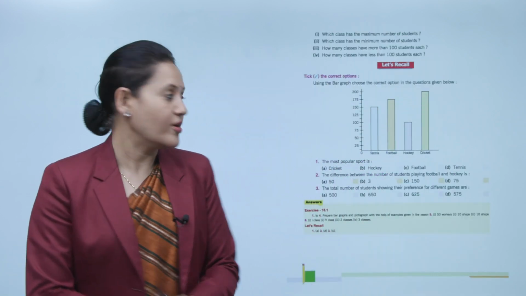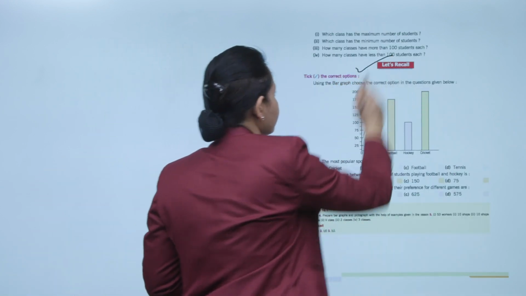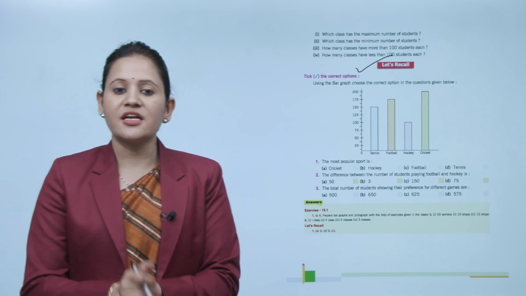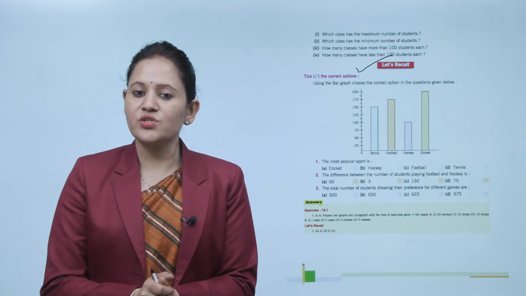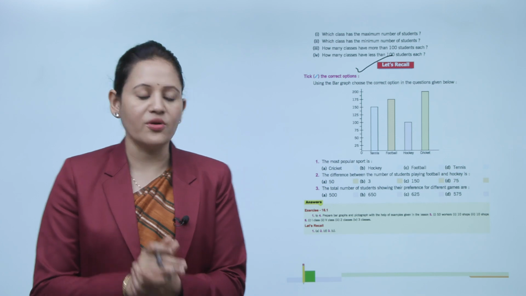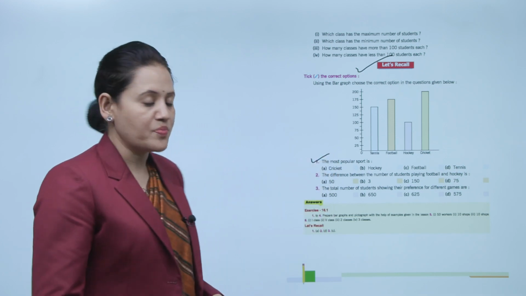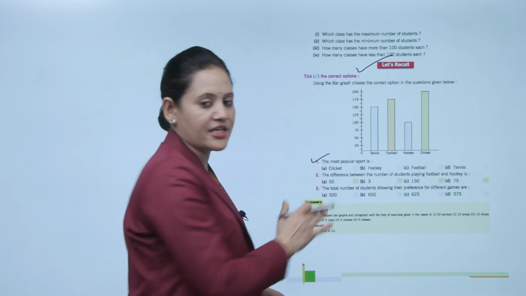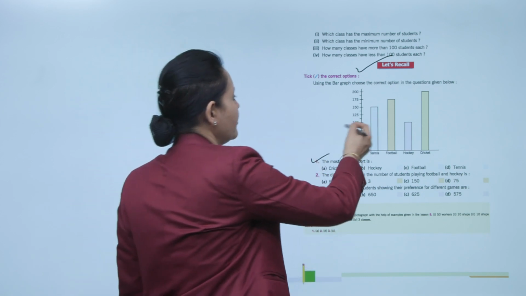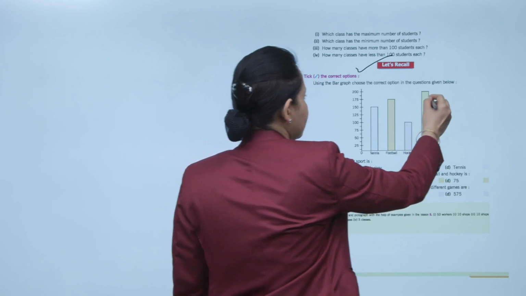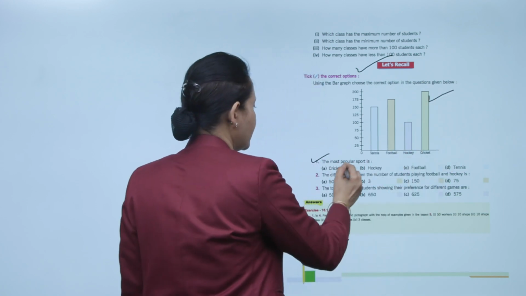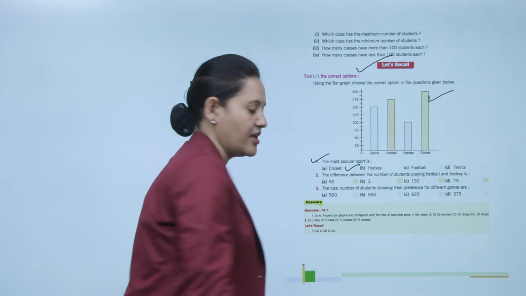Next is, let's recall. Tick the correct option. Using the bar graph, choose the correct options in the questions given below. So first is the most popular sport. The most popular is the one which has the maximum height of the bar. So here, by looking at this graph, we can easily say that cricket is the most popular sport. So A is the correct option here.